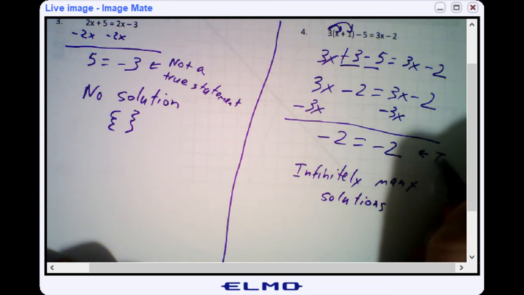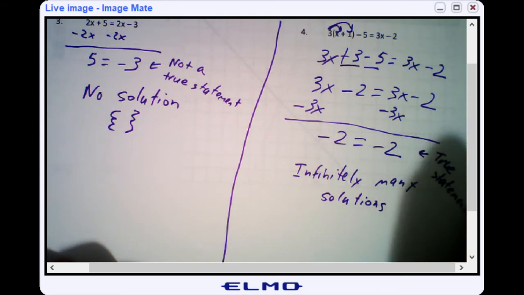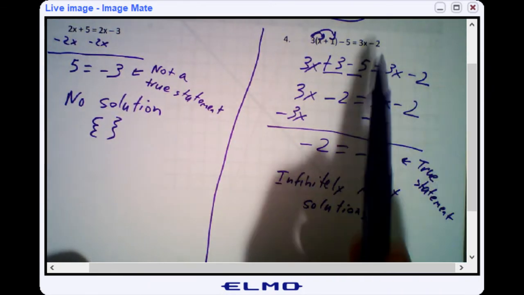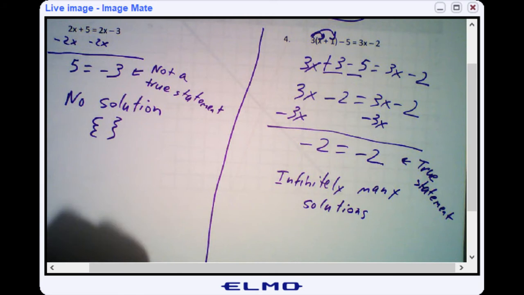This is a true statement. We can plug in any value we want for x in our original equation, and it will always be equal. So I could plug in 0 and the two sides would be equal. I could plug in -50 and the two sides would be equal. I could plug in positive 2,000 and my two sides would be equal.